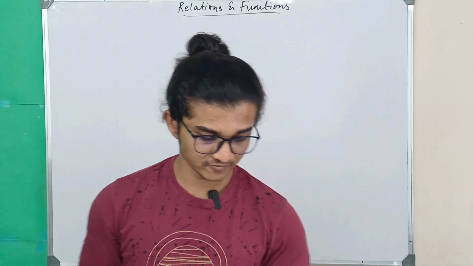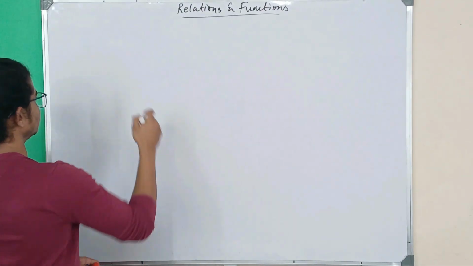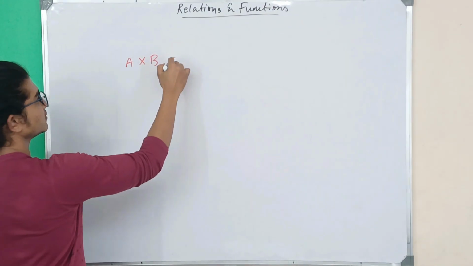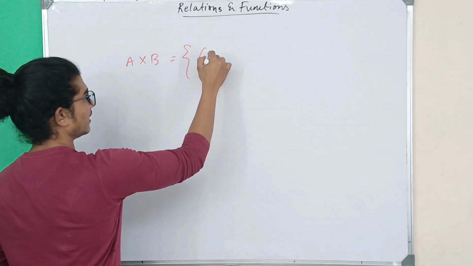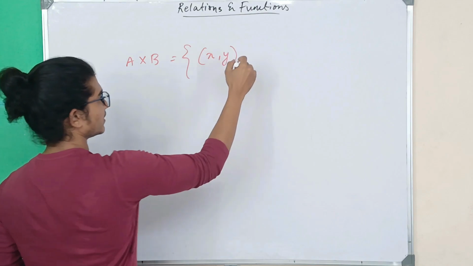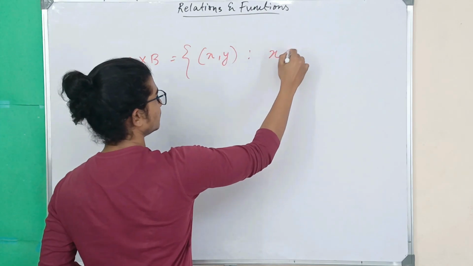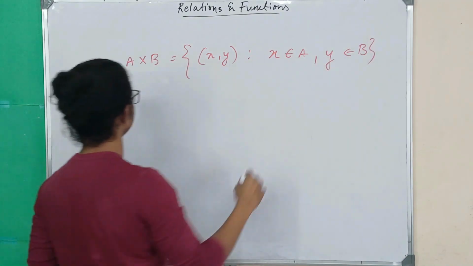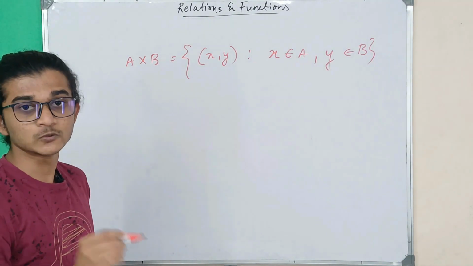Let's begin with the definition. If I say A cross B, it means the set of all ordered pairs (x, y) such that x belongs to A and y belongs to B. This is the basic definition of the Cartesian product of two sets.